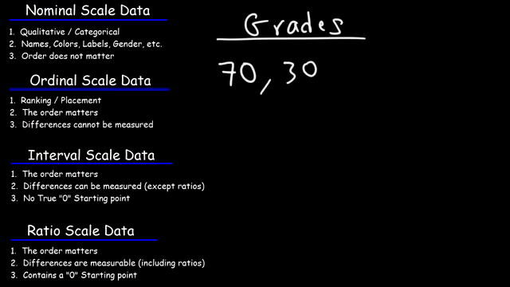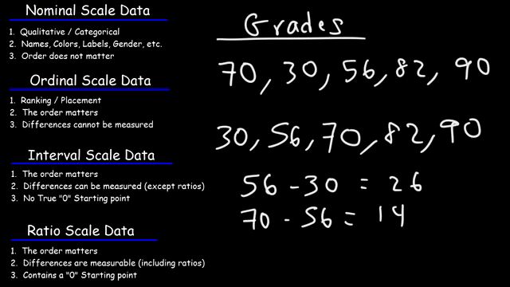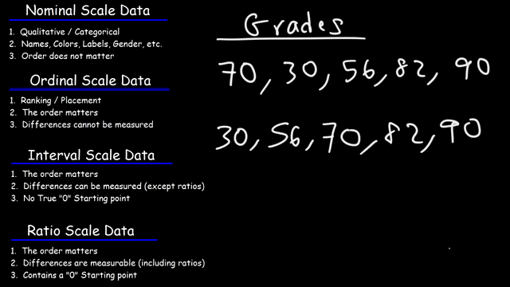Now the differences can be measured. For instance, 56 minus 30 is 26, and 70 minus 56, that's 14. So as we can see, the differences are measurable, and we could also measure the ratios. If we take 90 and divide it by 30, we get 3. And so we could say that this student has a grade that is 3 times higher than this student with the lowest test score. And that would make sense. We can see that the ratios, they're meaningful.